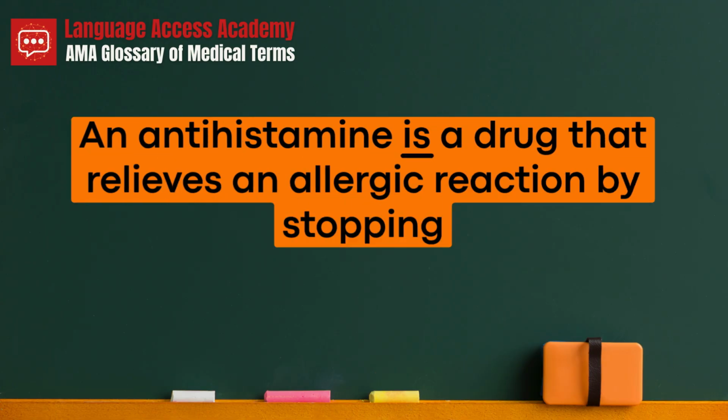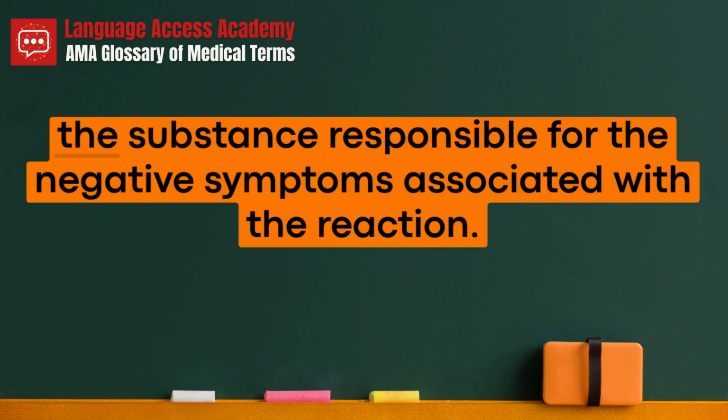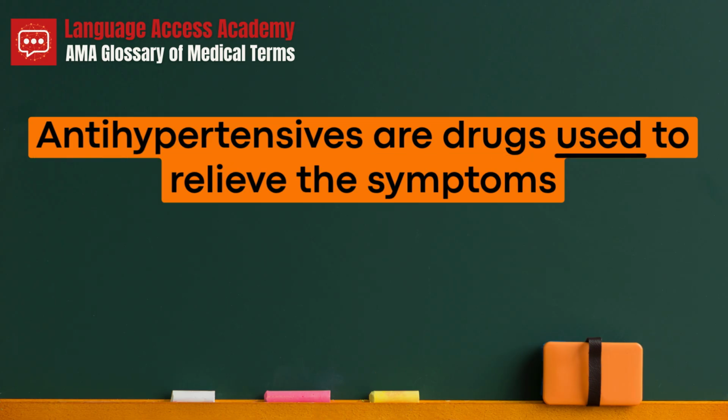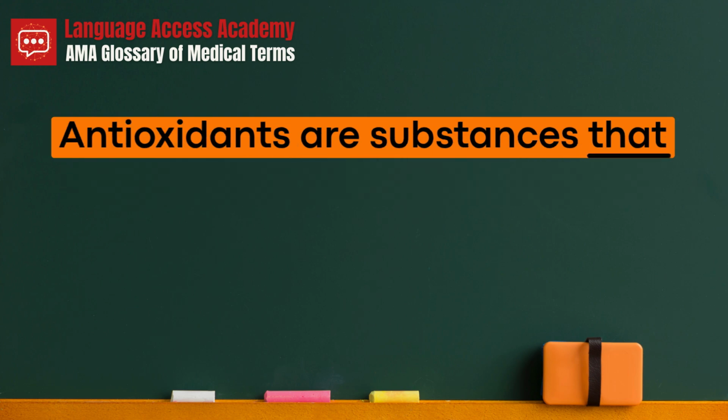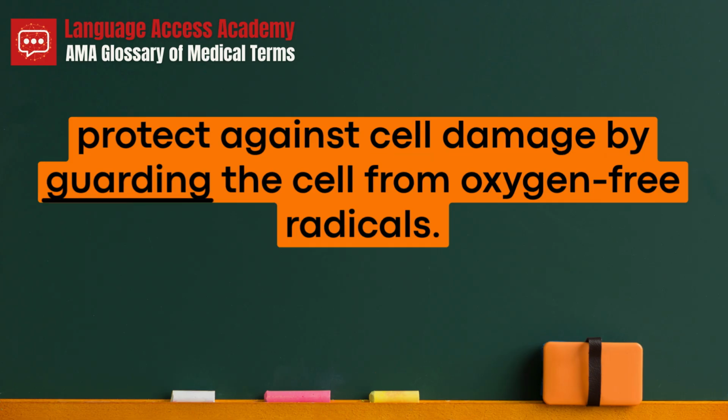An antihistamine is a drug that relieves an allergic reaction by stopping the effects of histamine, the substance responsible for the negative symptoms associated with the reaction. Antihypertensives are drugs used to relieve the symptoms and prevent the damage that can occur from high blood pressure. Antioxidants are substances that protect against cell damage by guarding the cell from oxygen-free radicals.